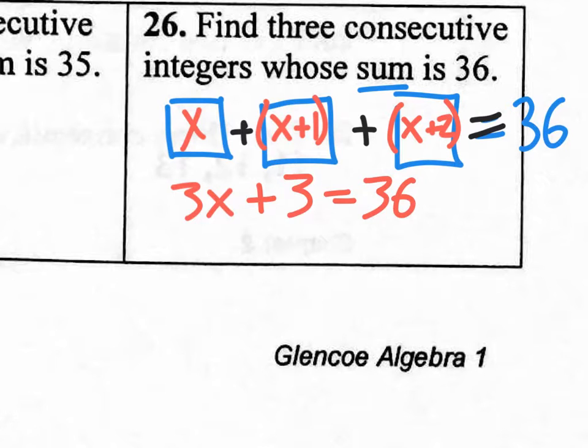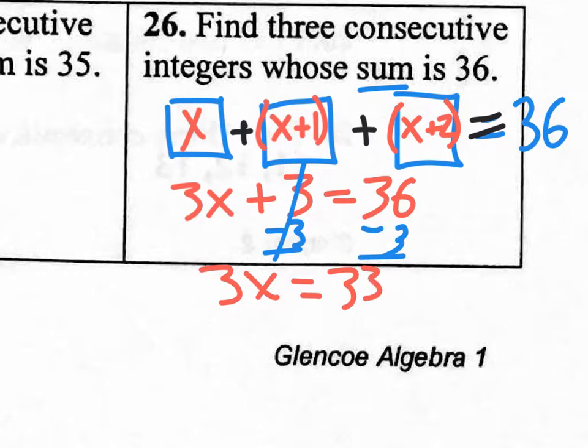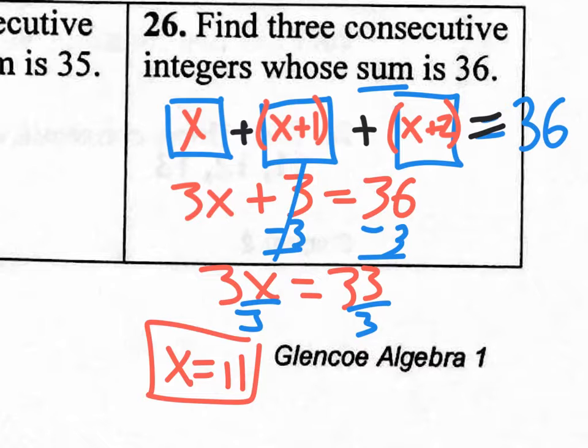Ladies and gentlemen, this has now become a simple 2-step equation where I subtract 3 and subtract 3, and that cancels. I will have 3x equals 33, which means if I divide by 3, x does equal 11. Now, it asks for 3 consecutive integers. 11, 12, and 13. If you know that this is x, here's x. If this is 11, this one's 12, this one's 13. You got it? Any other one you would like to see?